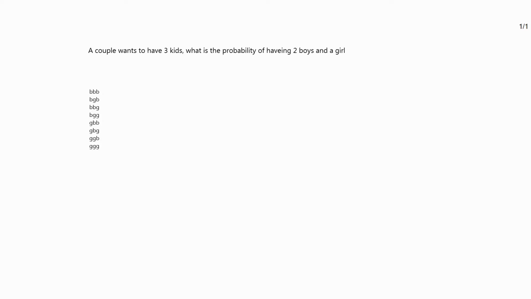So, which one has 2 boys and a girl? Well, you take the handy highlighter. 2 boys and a girl. There's one. 2 boys and a girl. There's one. 2 boys and a girl. There's one. Any others? So what is the probability of 2 boys and a girl? 3/8, right? What is 3/8? Somebody tell me what 3/8 is in the calculator.